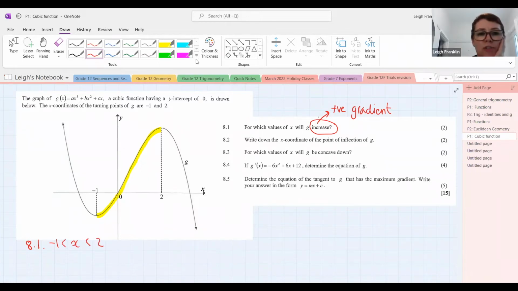So just tell me, Spoo, why didn't you include -1 and 2? What's the reason for excluding the -1 and the 2?